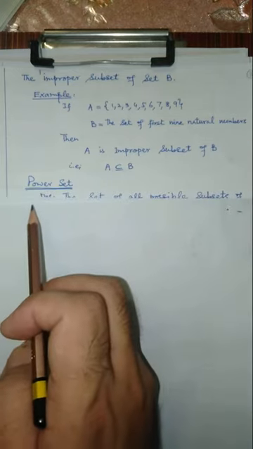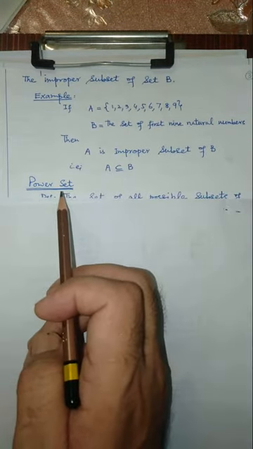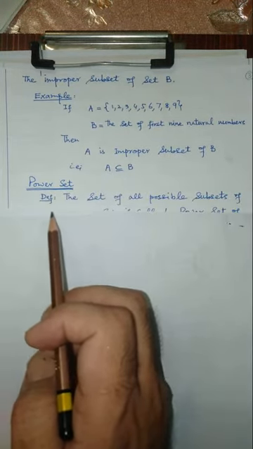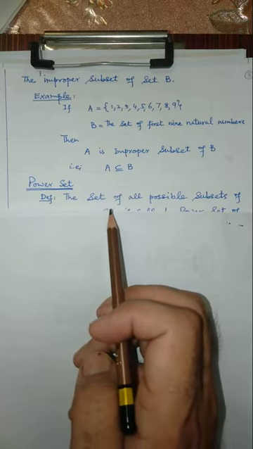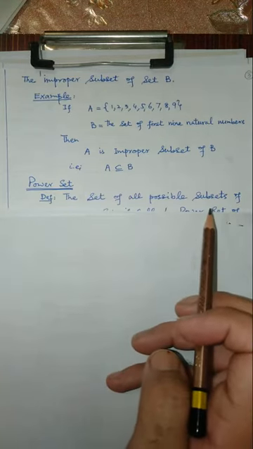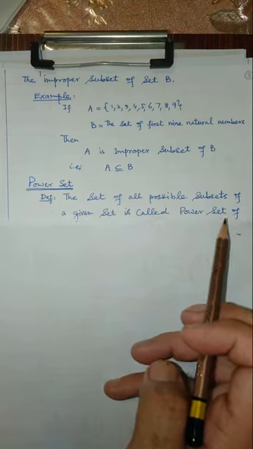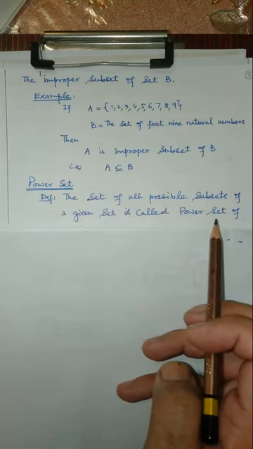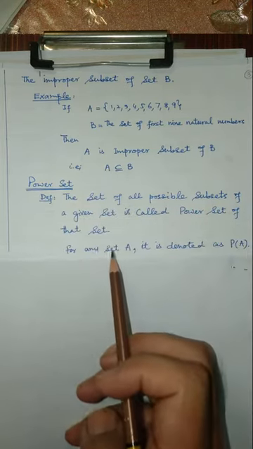Now moving to another term which is power set. What is power set? Definition. The set of all possible subsets of a given set is called the power set of that set.